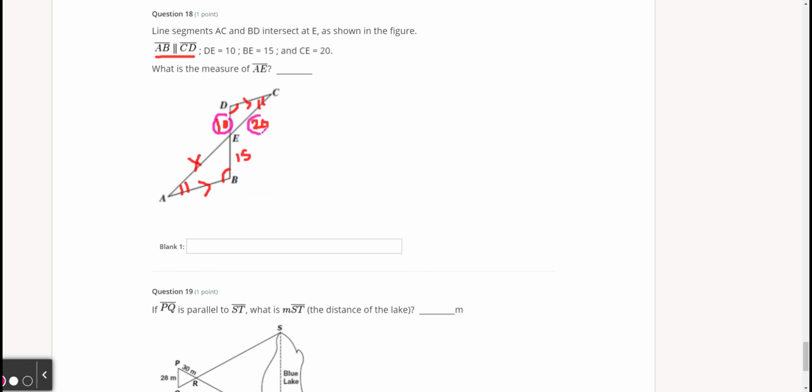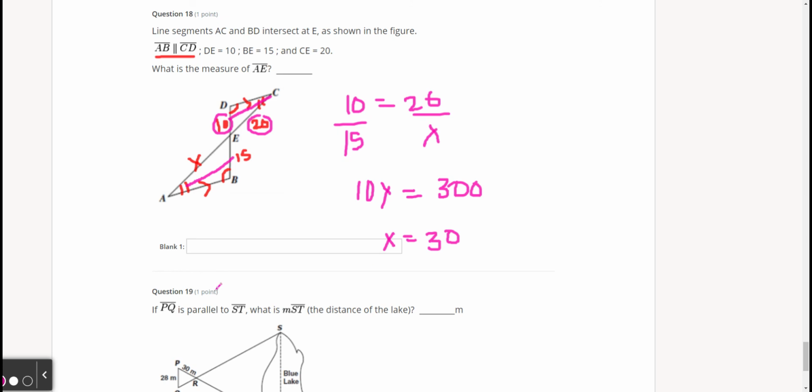So the 10 and the 20 are in one triangle. I can put those next to each other. And then because this 10 is opposite that 2 tick mark, the 15 is opposite that 2 tick mark, the 10 and the 15 have to go together. And the D is opposite the 20, and the B is opposite the X, so they have to go together. This question is all about setting up that proportion. Then when you cross multiply, you get 10x equals 300, and x equals 30. And if I put a 30 over here, that kind of makes sense. 10 is half of 20, and 15 is half of 30.